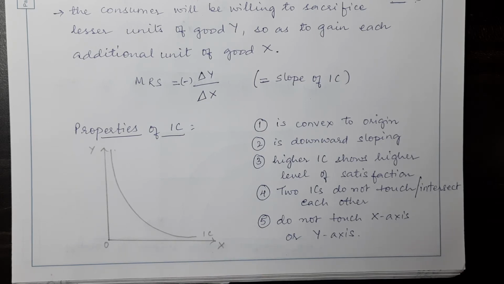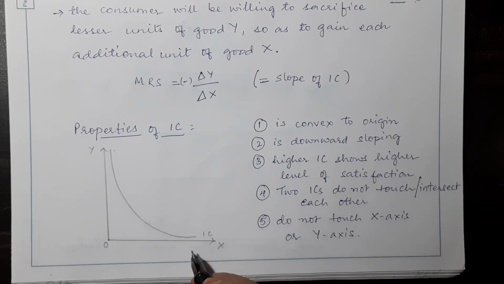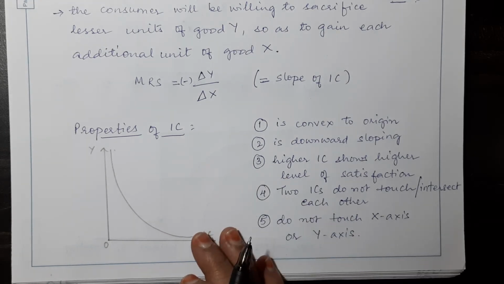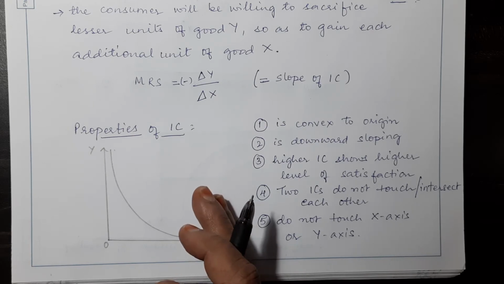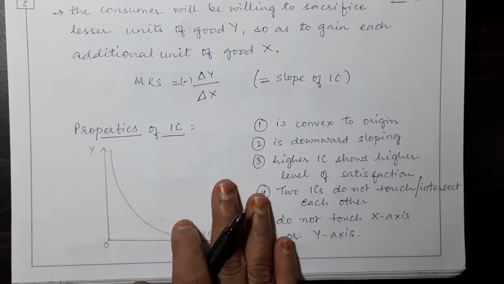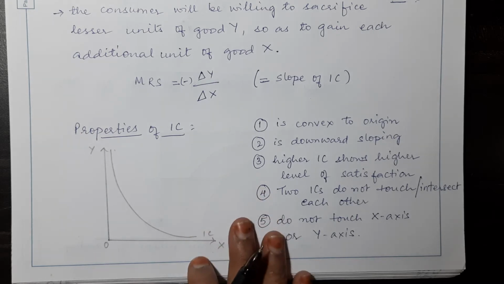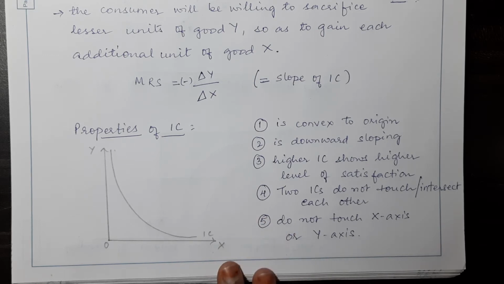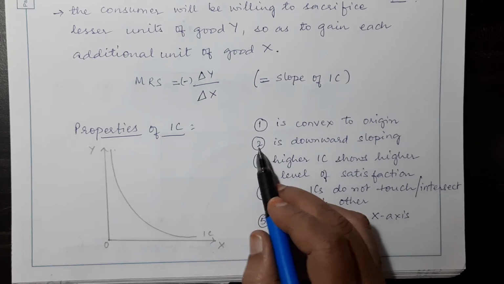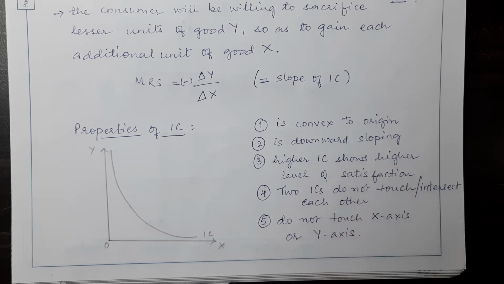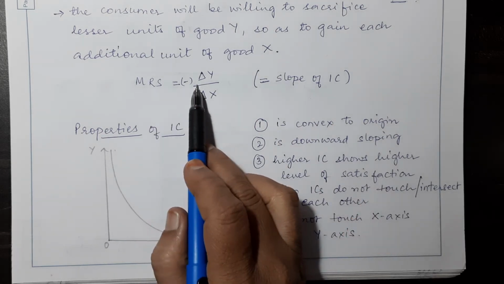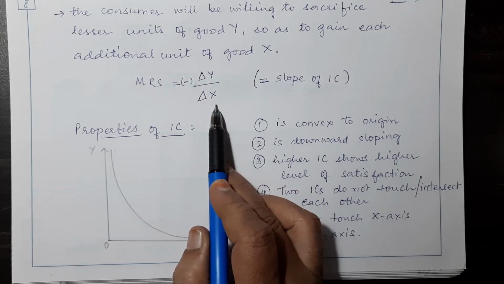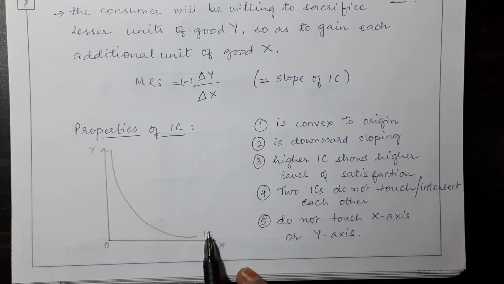Why is it convex to the origin? Because it tends to decline. The slope of IC declines because the rate at which the consumer is substituting one commodity for the other tends to decline. And this is what we are calling the diminishing marginal rate of substitution. The second property is that it is downward sloping. We saw the marginal rate of substitution is a negative delta Y by delta X. Hence, it is a downward sloping curve.